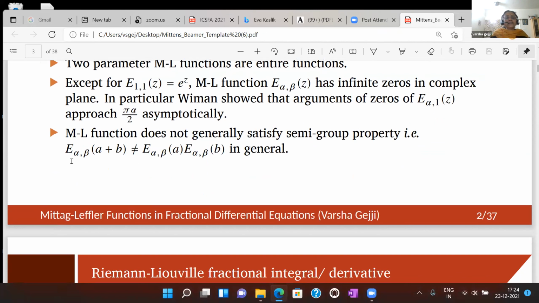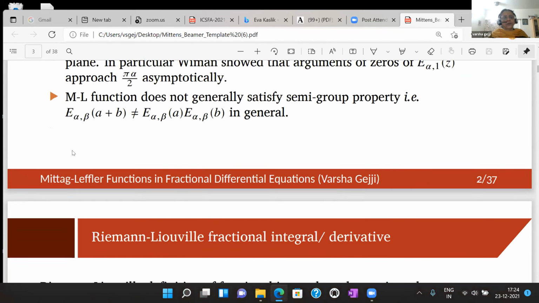The third property is the semigroup property. Mittag-Leffler functions don't obey the semigroup property. This is yet another important point where the dynamics goes wrong, you could say. The semigroup property is not there. So the dynamics that takes place in fractional order dynamical systems is very different. And the concept of the flow of a differential equation, which is there in ordinary differential equations, is not carried forward. So these are some of the features.